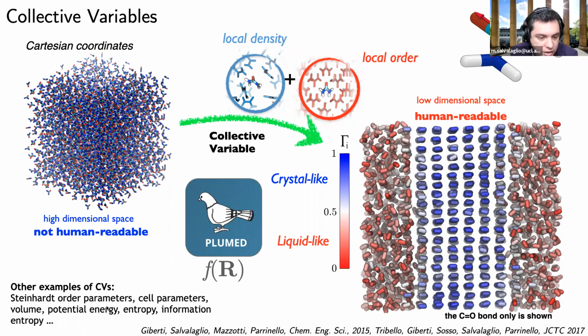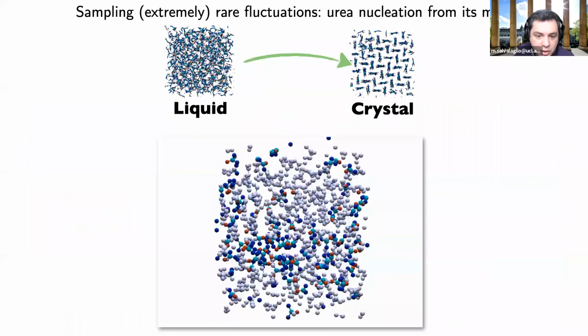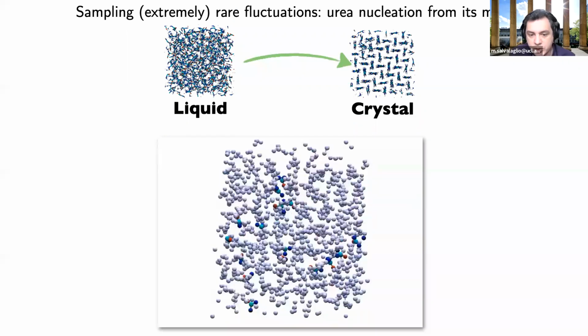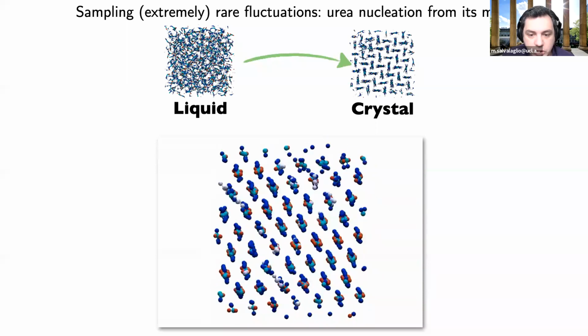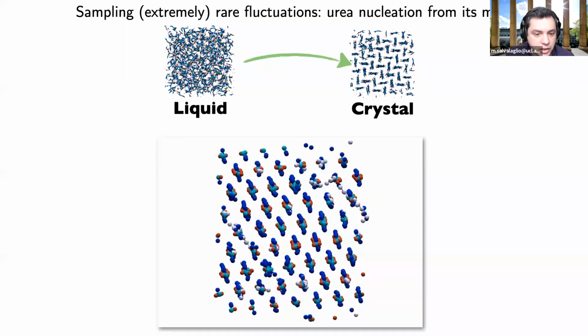Examples are the Steinhardt order parameters, but also the potential energy of the system, the entropy, or the information entropy for molecular systems. So basically here, CUMD provides a framework to compute collective variables, compute their derivatives, and therefore introduce a bias in the system. When this is achieved, one can obtain the sampling of these very rare fluctuations, like the formation of an ordered domain from a disordered liquid.